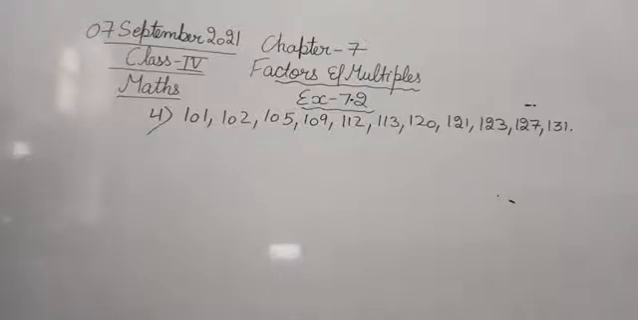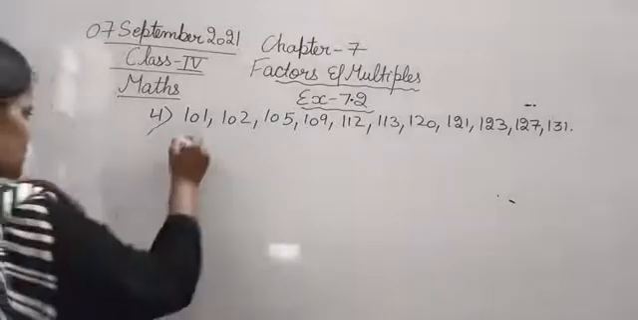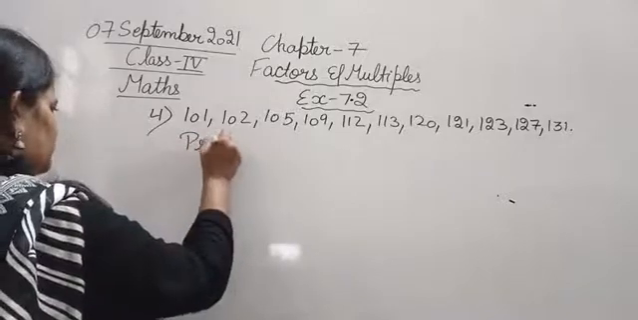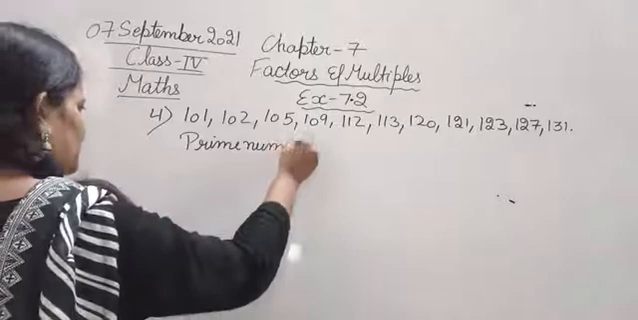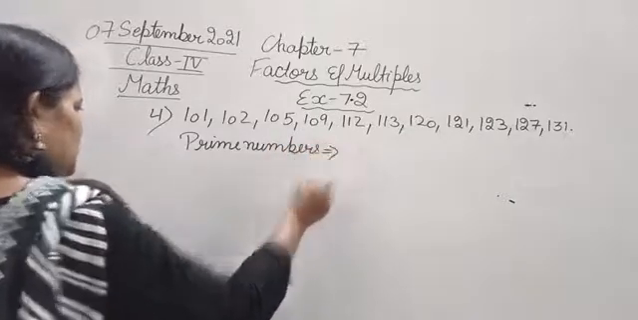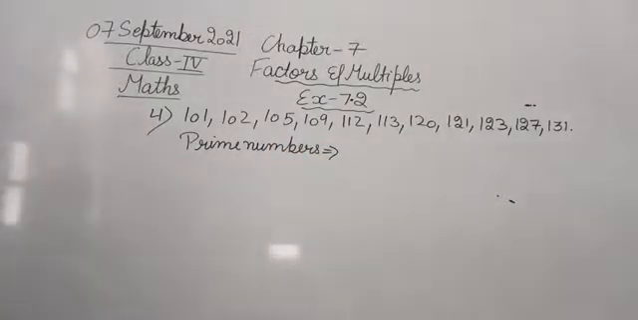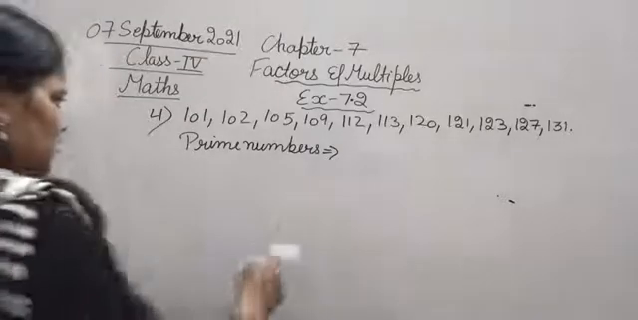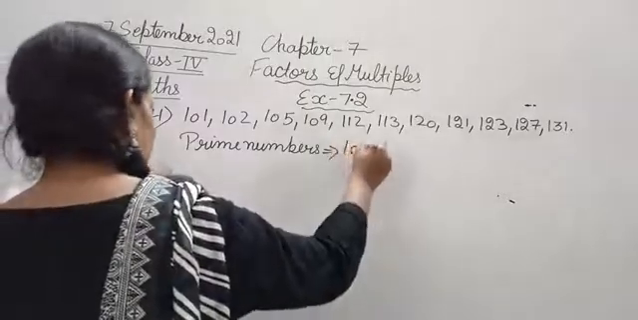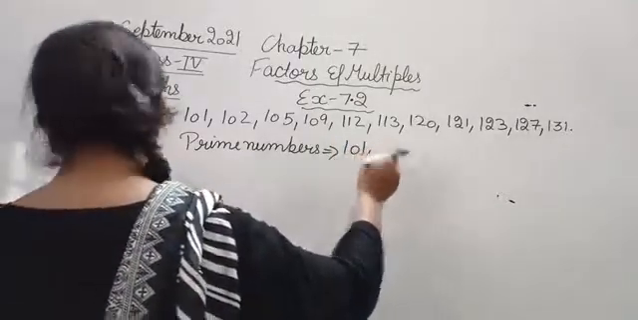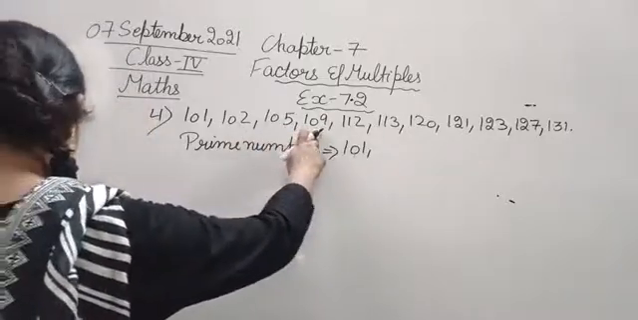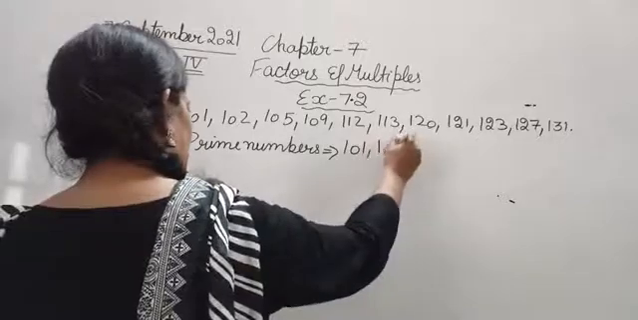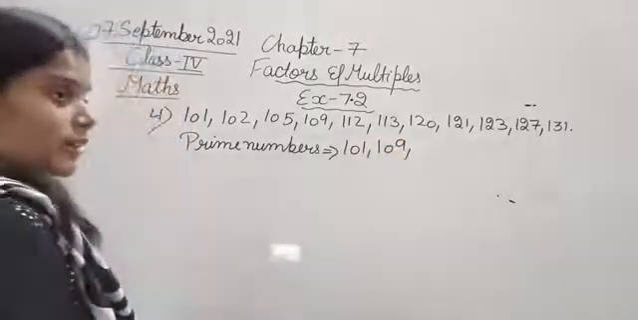and the prime numbers. So let's find the prime numbers first. So first of all let's find out the prime numbers. So which numbers are prime numbers, class? The prime numbers are those numbers which have only two factors. So which of these will it be? 101. Yes, 101 is a prime number. Next 102 no, 105 no, 109 okay. Yes, it is also a prime number because it has no factor other than 1 and 109.